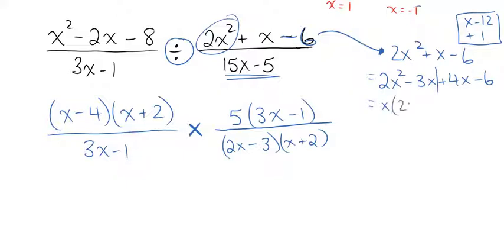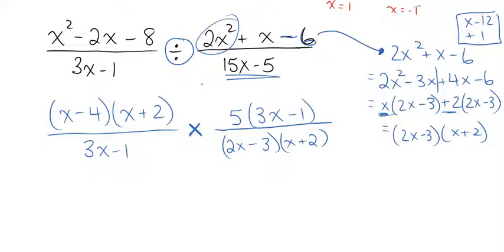So I'm going to factor out an x, so 2x minus 3. And then I'm going to factor out a 2, so 2x minus 3. And then I take the one in the bracket, factor that out, x plus 2. So you could just do that off to the side. Okay, so now you've fully factored it.